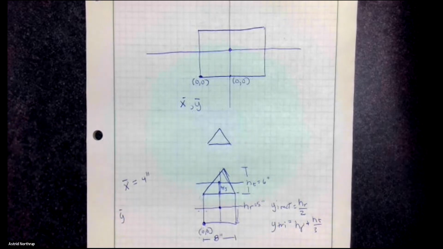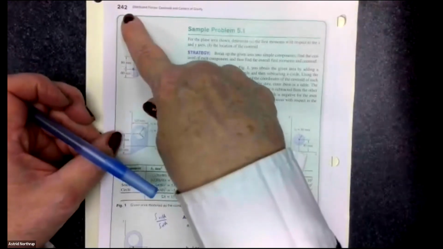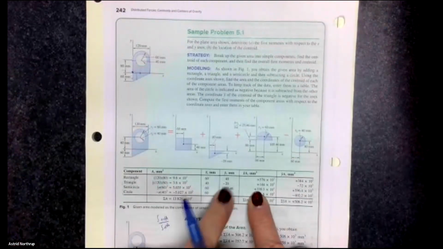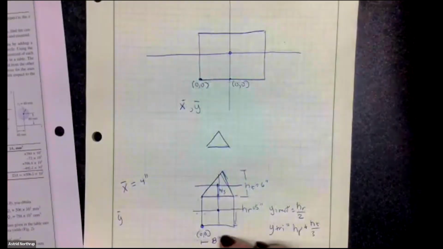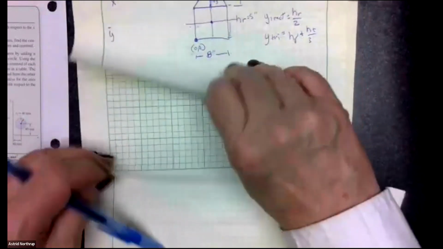The most organized way to do this is to set up a little table with the components. And this is shown in your textbook on page 242, where you draw out the components and then you fill in the blanks. So I'll show you what I mean by that. All right, so for our triangle, let's see if I can get everything on the same page here.